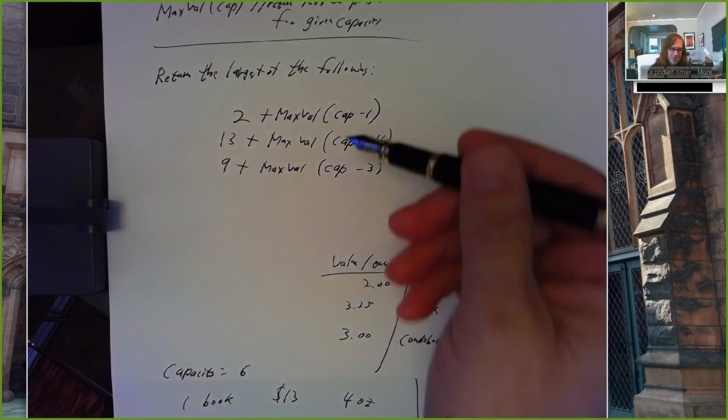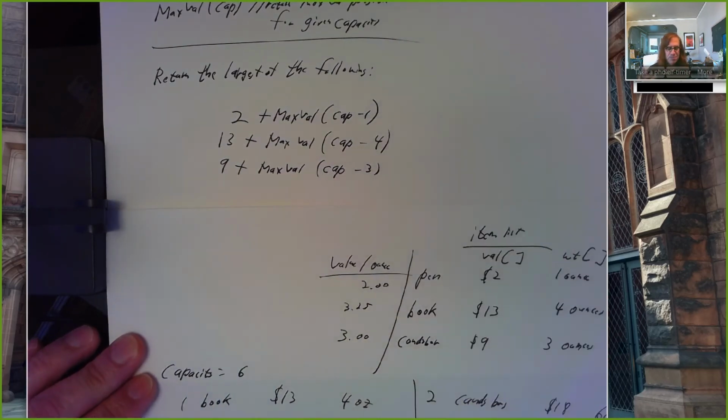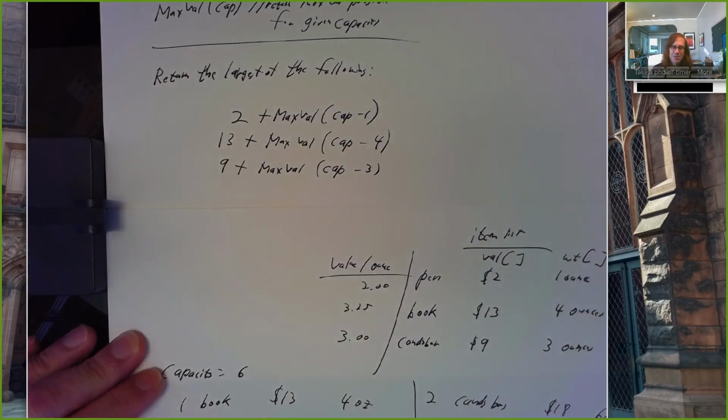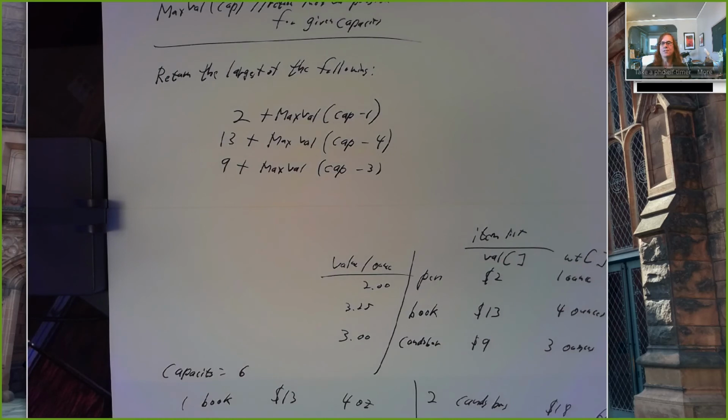Since I'm starting with either a pen or a book or a candy bar, one of these 3 values will be my maxval of capacity. So calculate each of these 3 and return the largest, and you're done.